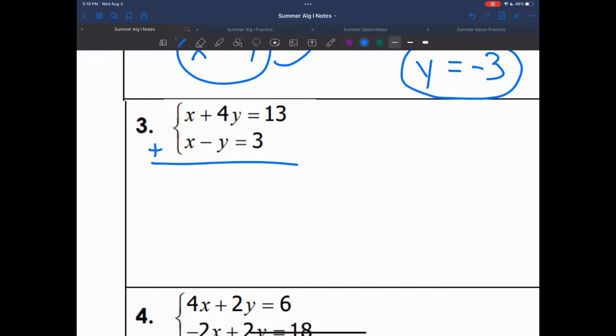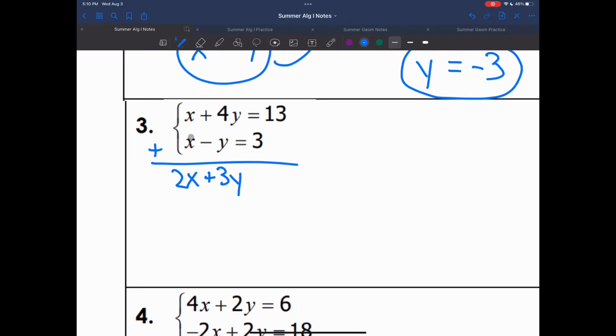I'm going to add them together in hopes that a variable gets eliminated. Okay, let's take a look at it. So we've got x plus x. Careful, don't just cross those out because they look like they'll cross out. x plus x, y'all. That's 1x plus 1x. That is 2x. That does not go to 0. Okay, let's look at the y's. 4y plus negative y. Or you can think of that as 4 plus negative 1, which would be a positive 3y. And this is where I would pause and be like, nothing got eliminated.